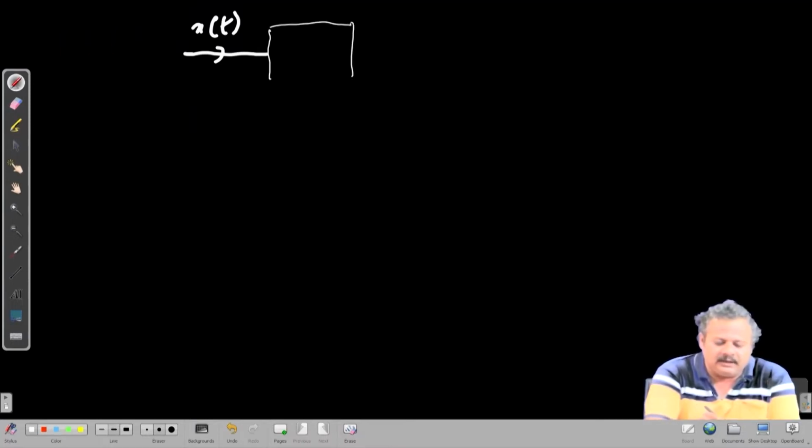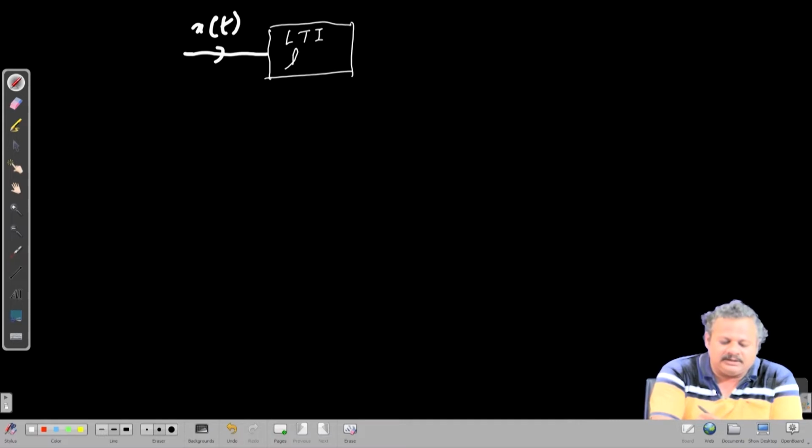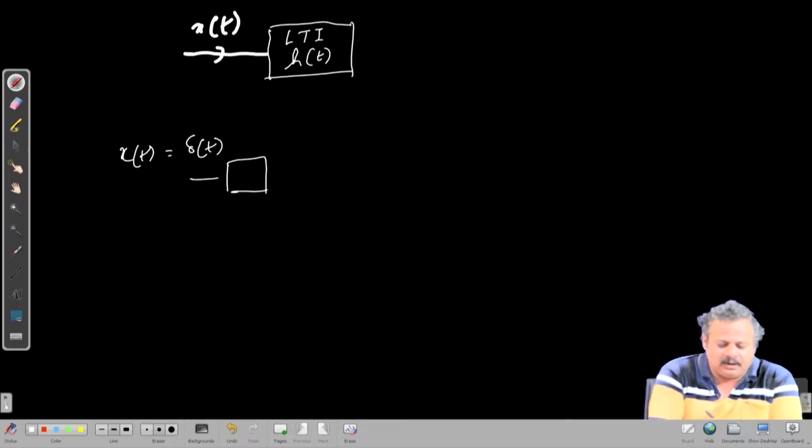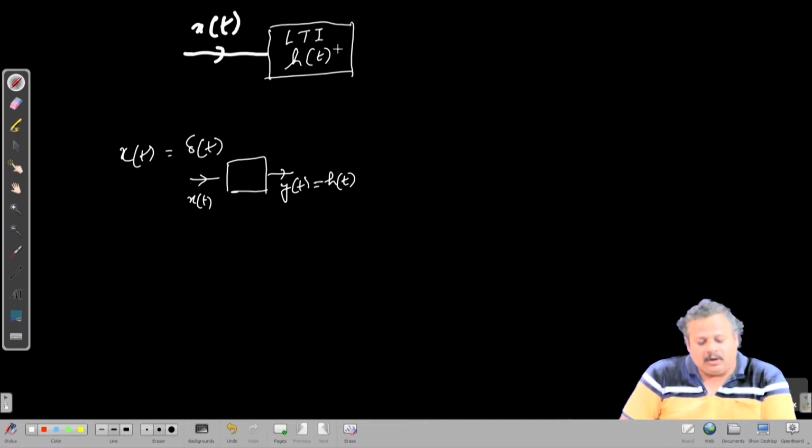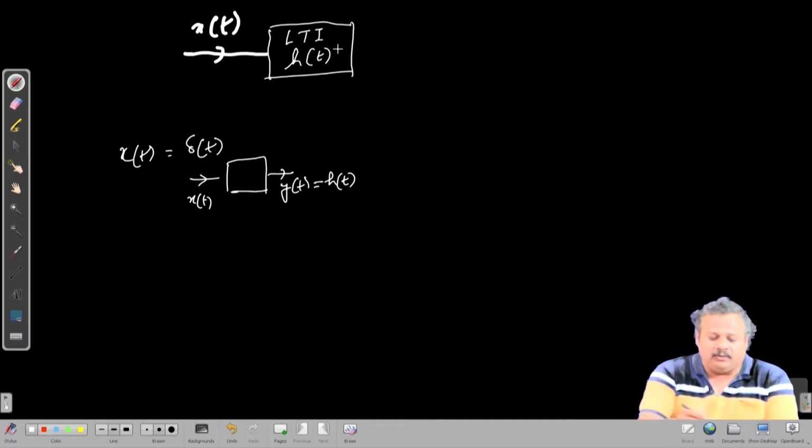then we said that we have an LTI system here, which is, as you know, completely represented by its impulse response h(t). That is, if x(t) is delta(t), then the output of the system y(t) is h(t). That is the impulse response of the system. And we said that h(t) is all we need to know about the LTI system in order to model the output for any given input.